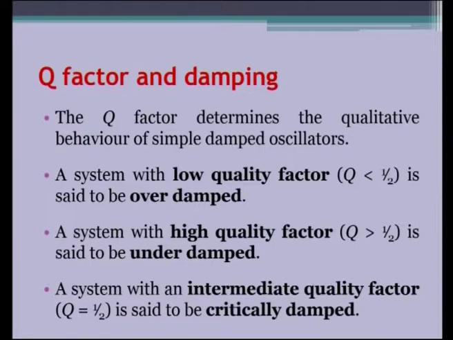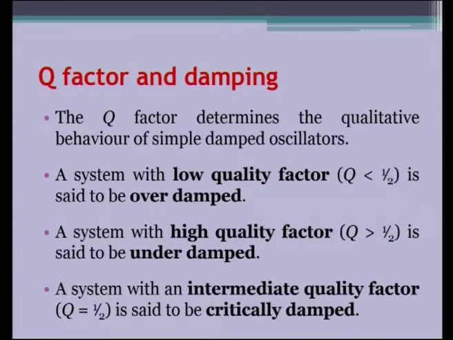Now, we will see the relation between the Q factor and damping. The Q factor determines the qualitative behavior of simple damped oscillators. A system with low quality factor, maybe Q less than half, is said to be over damped. A system with high quality factor, or the Q factor which is greater than half, is said to be under damped, and a system with an intermediate quality factor, say exactly half, is said to be critically damped.